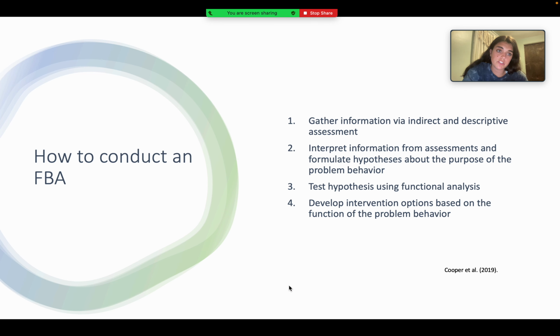So here are the steps to conduct an FBA, and this is from the Cooper book. Number one, you're going to gather information via indirect and descriptive assessment. Number two, interpret information from assessments and formulate hypotheses about the purpose of the problem behavior. Three, you're going to test that hypothesis using a functional analysis. And four, you're going to develop intervention options based on the function of the behavior.